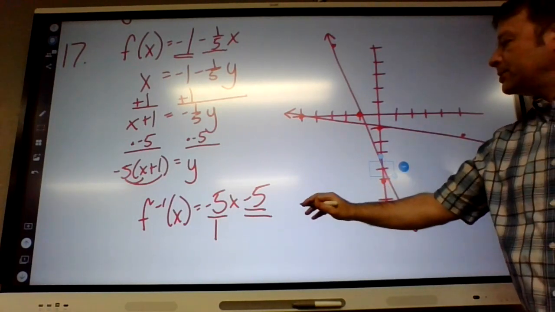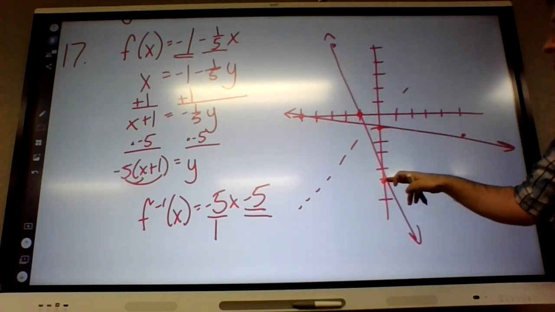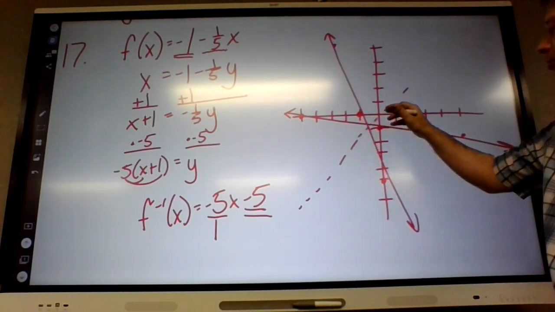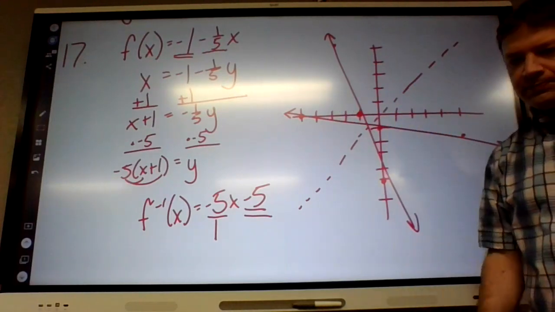If you do it right, it should look like a reflection. No. Over the line, y equals x. Fold it over, it looks the same.